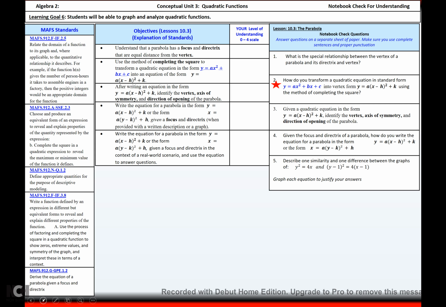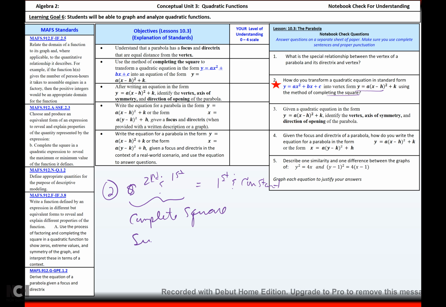Alright, so how do you transform a quadratic equation in standard form into vertex form using the method of completing the square? Well, you're going to need to say this in a lot better words than I am, but you put your second degree and matching first degree on one side, and you put the first degree and the matching constant on the other. Then you complete the square and simplify.